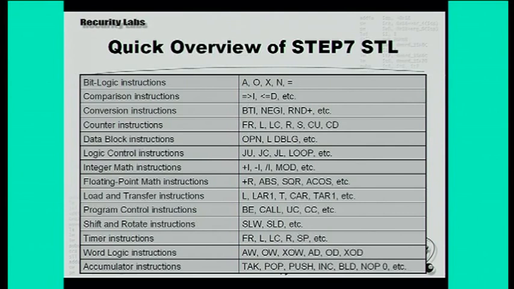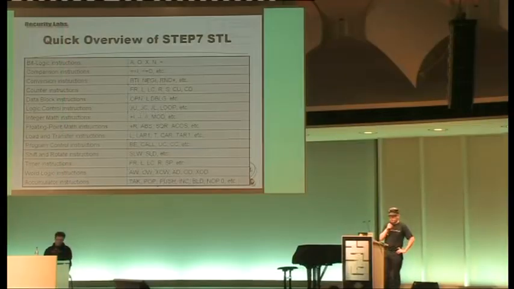In general, the bit logic instructions are the most important on a PLC because they work on the inputs and outputs. You have comparison instructions, of course, so you can do conditional code flow. You can convert, you have counters. Counters are native in PLCs, they're a very important concept. The same holds true for timers. Then you have data blocks.